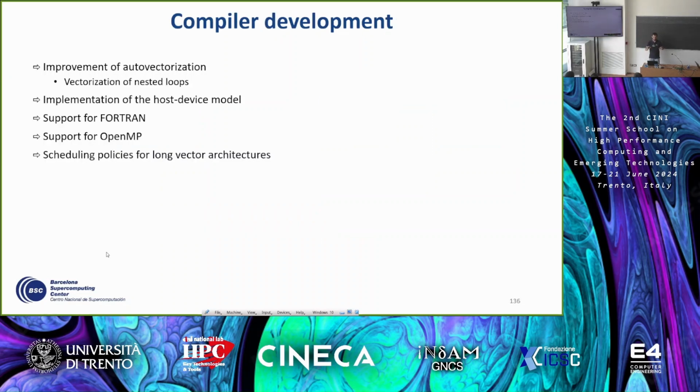Compiler development. The auto-vectorization is definitely not perfect. We have to improve it. We need the full support for Fortran. In the meantime, we have it, but not 100% working. And we can work on scheduling policy for long vector architectures, right? The thing that I was telling you before, we have small instructions that are scalar that are taking very little time, and then vector instructions that are taking long time. So how do we interplay that in order to be more efficient, right?